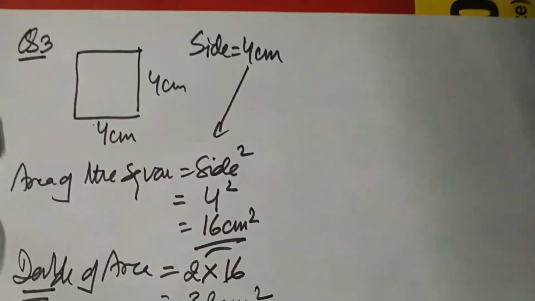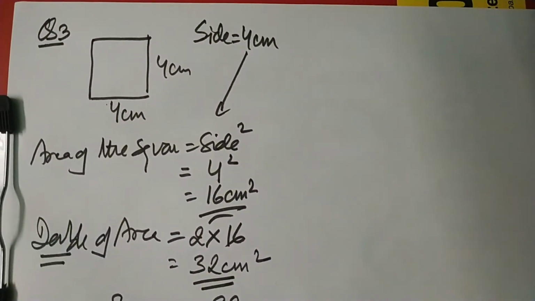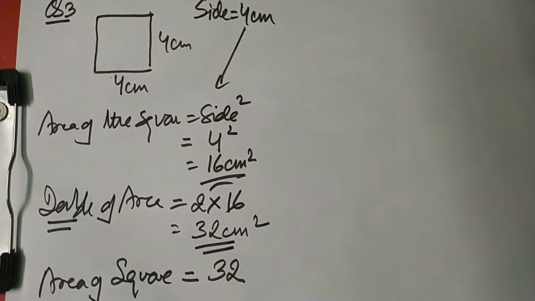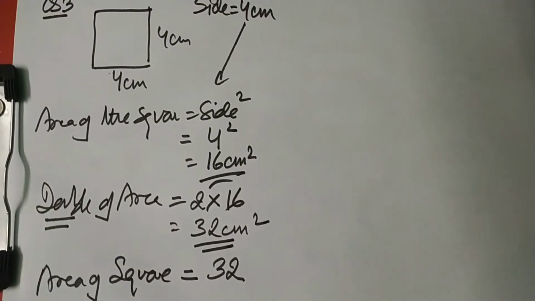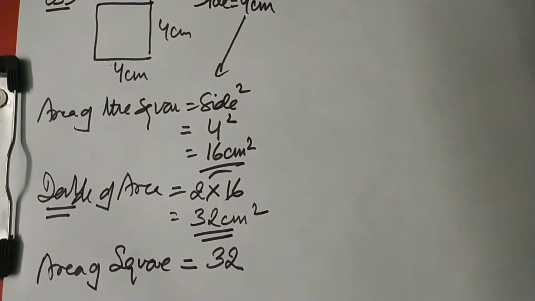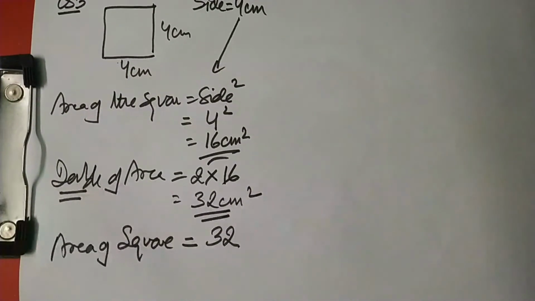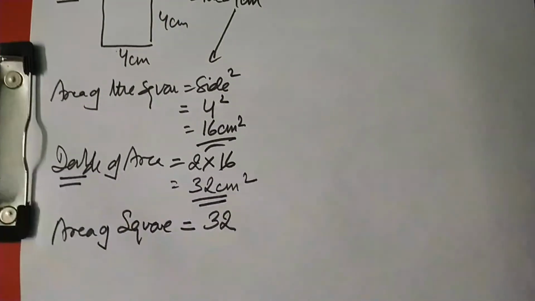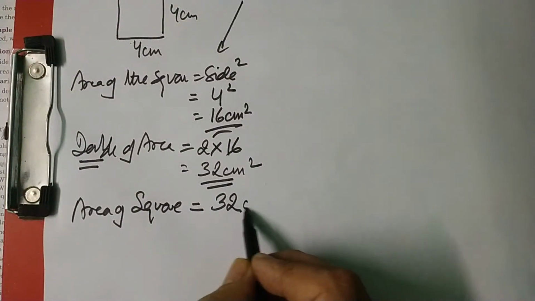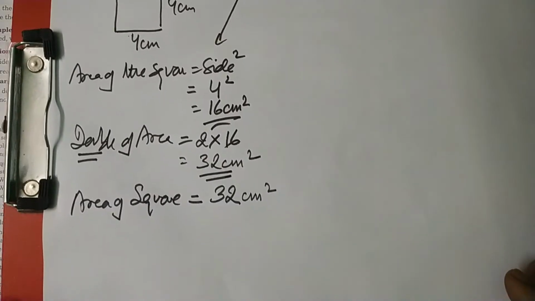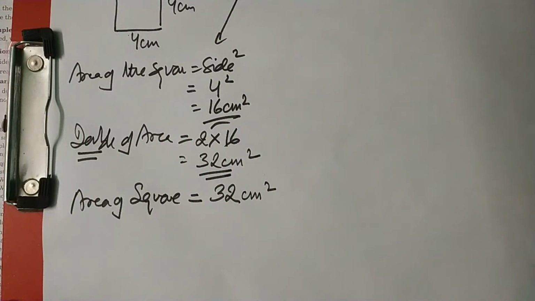The question says that there is a square whose side is 4. What will be the area of this square? 4 square, which means 16. Now the question says do double of the area. So I have done double of the area. Double means 2 into 16. Answer is 32. Now the area of this square, which we have found, is 32 centimeter square. Now what is the side of this?